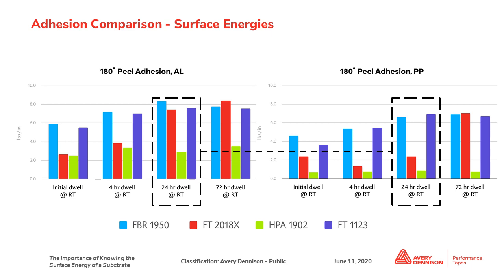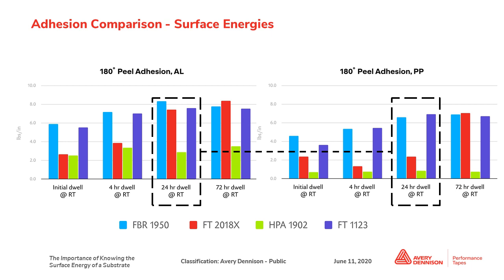Okay, next we're just going to compare how adhesives do on different surface energies, okay? So we're gonna compare each adhesive within the 24-hour dwell time to the different substrates. So let's focus on the blue here first, okay? So first you have FBR 1950, which again is the general purpose rubber. It's getting around 8 pounds of adhesion on aluminum. And then it does pretty good on polypropylene there at 6.5 to 7 pounds of adhesion. So you can see that rubber is generally less affected by surface energy in how it's going to perform in peel adhesion testing.